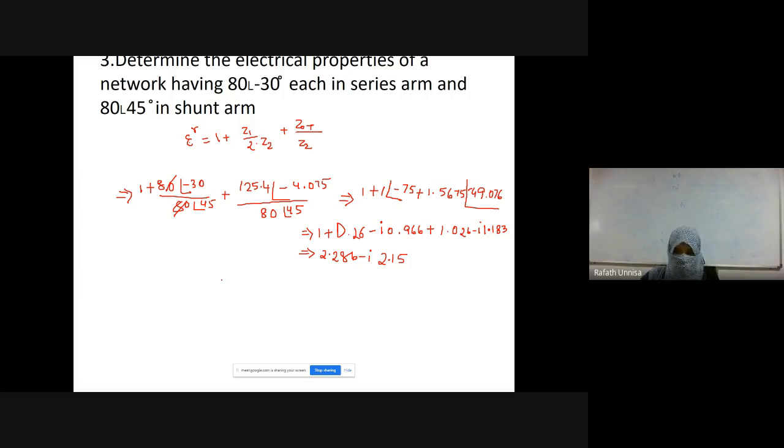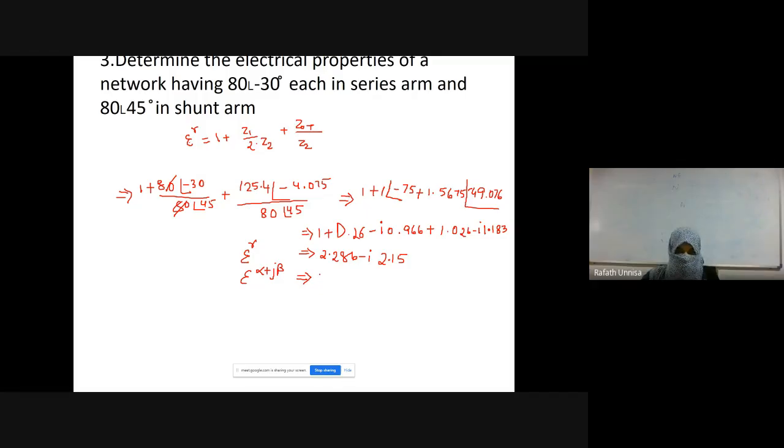So now for us, we know that this is nothing but e power of gamma. Okay, so e power of gamma is nothing but e power of alpha plus j beta. So now I need to convert it to the polar form. 2.286 minus j 2.15, give me the polar form of this. Polar form of this is how much?